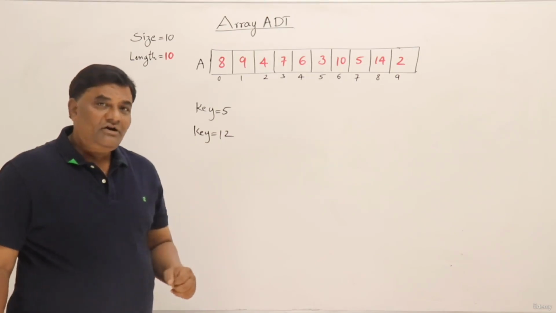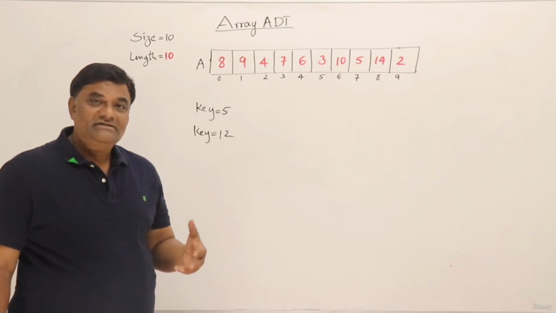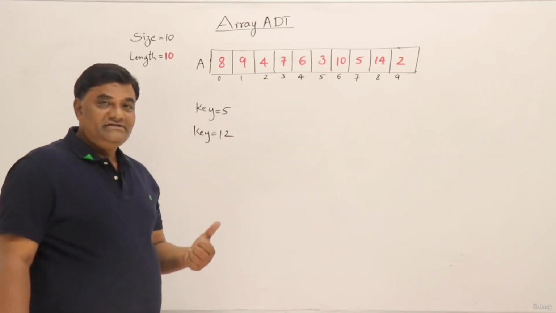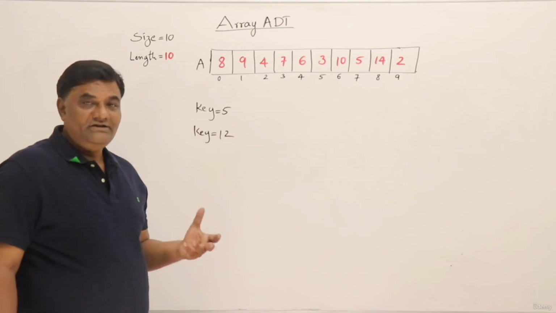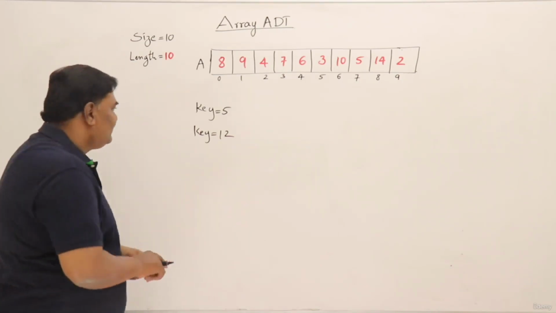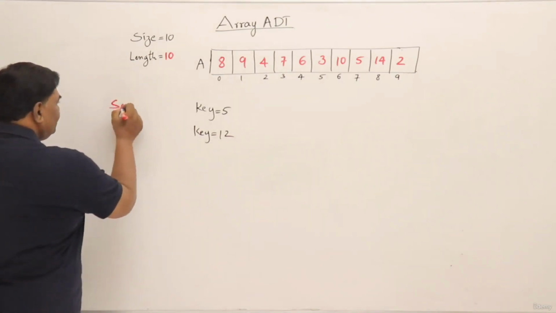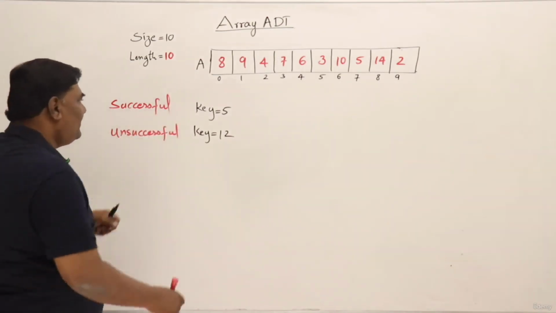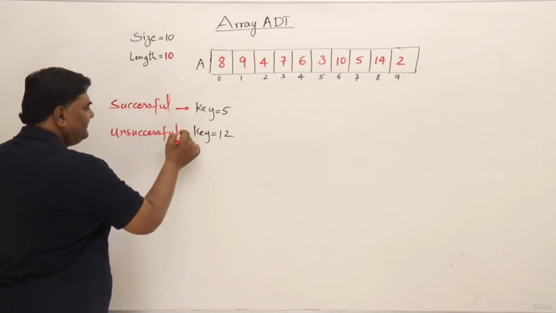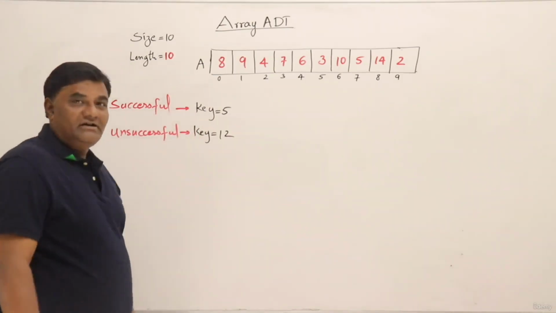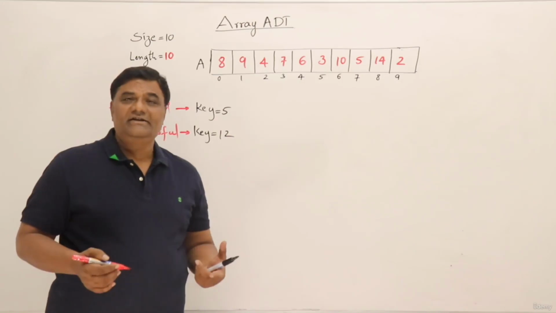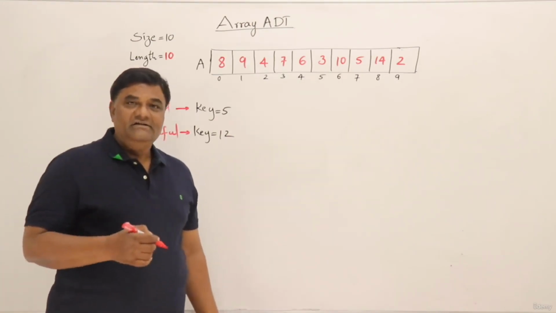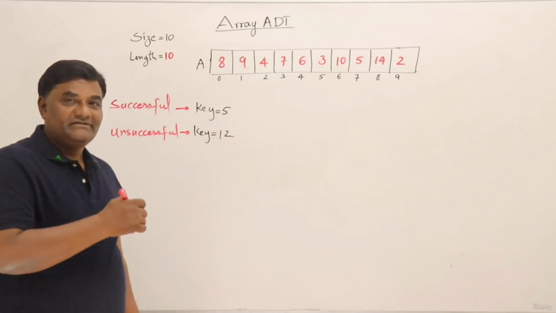If the element is not found, search is unsuccessful. So if the key element is found, we say search is successful. If it is not found, then we say it is unsuccessful. So this is successful. This is unsuccessful. So key element is found, this search was successful. Key element is not found, so this search was unsuccessful. So when you are searching, you have to take care of both the things, whether the element is found or not found. Now let us write a pseudocode for performing linear search.